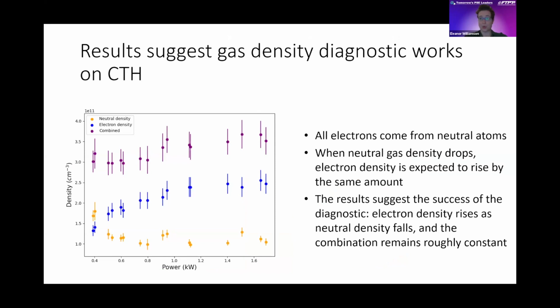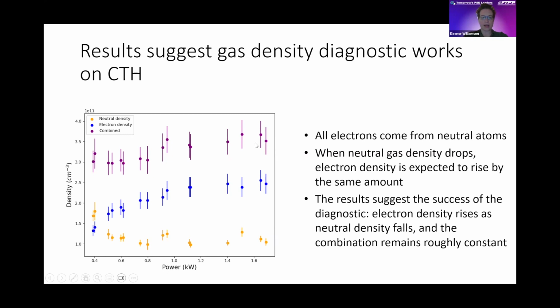All right, does it work? The answer is yes. The results that we have suggest that the gas density diagnostic does work on CTH. That doesn't mean we can say it works everywhere, but it does work on CTH. This is an experiment I ran in which I made a number of plasmas, and for each plasma, I kept the amount of gas that I was putting into the chamber exactly the same. What I was changing for each plasma was the amount of power that I put into the chamber.